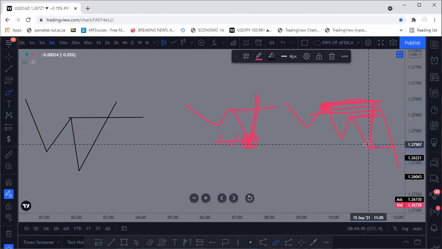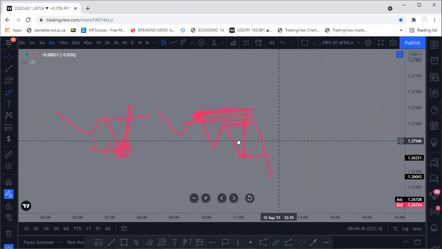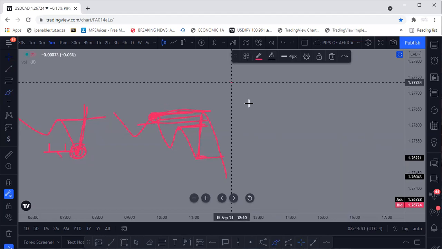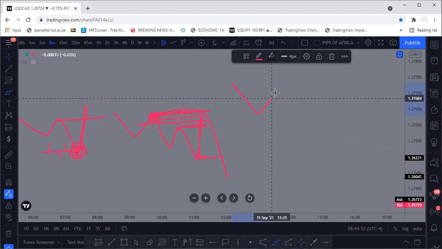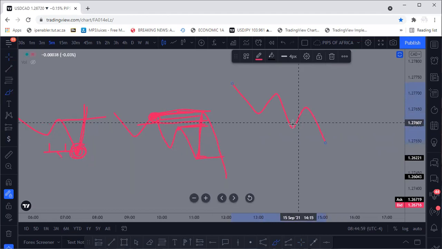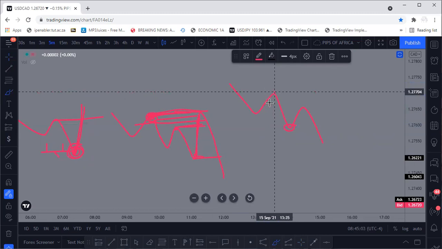Let me repeat that one more time. You're going to be profitable this year if you follow what I'm saying here. Lower low, lower high, lower low, lower high, lower low. This is the lower low, the lower high with an order block. There's an order block here. On this lower high, there's an order block.